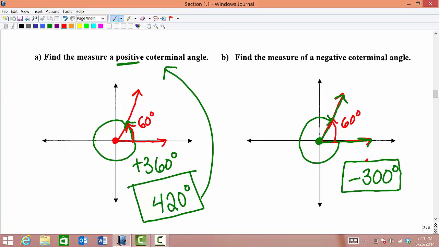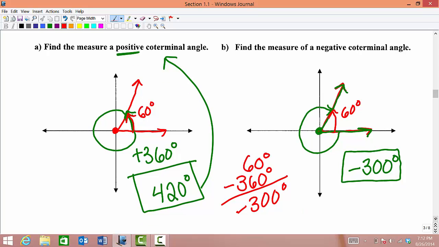Another way that we could come up with this negative 300 is to take our original angle of 60, and because we went in the negative direction, we would subtract 360 degrees. So in the negative direction, a complete rotation starting at the terminal side and going all the way back around. So 60 degrees minus 360 degrees would be negative 300 degrees. So we find these coterminal angles by adding and subtracting complete rotations, adding and subtracting multiples of 360 degrees.